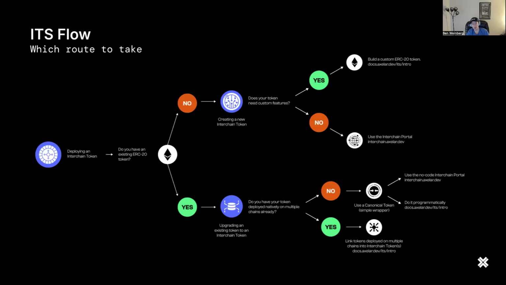So in short, you can create new tokens with ITS or integrate custom tokens with ITS. It's really designed to be as flexible as possible to satisfy as many different use cases as we can. So how is this architected? And this is my super simplified way of thinking about it. There are 3 critical contracts which you're going to have to be interacting with.